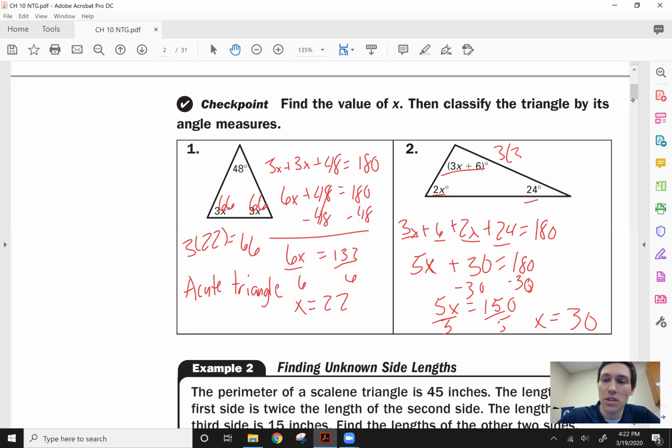So I plug these in. 3 times 30 plus 6. Well, 3 times 30 is 90 plus 6. That's 96. And 2 times 30 is 60. And that's 24. So since this angle is greater than 90, this is what's called an obtuse triangle.